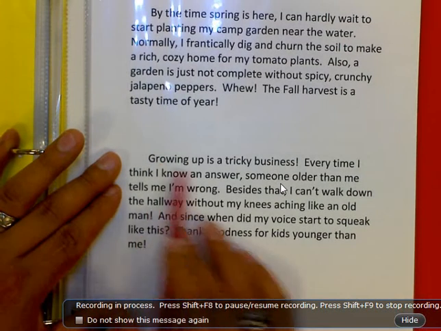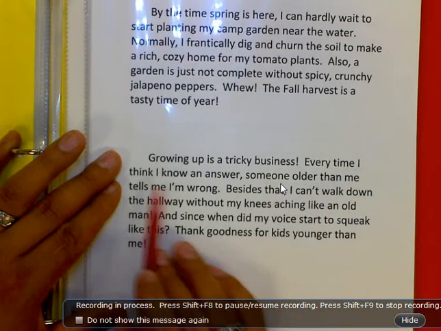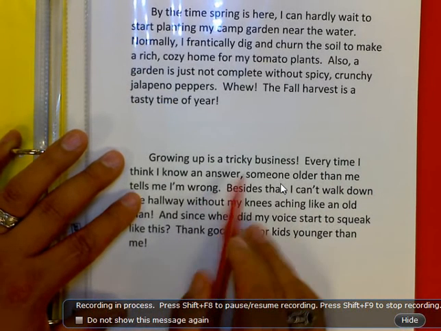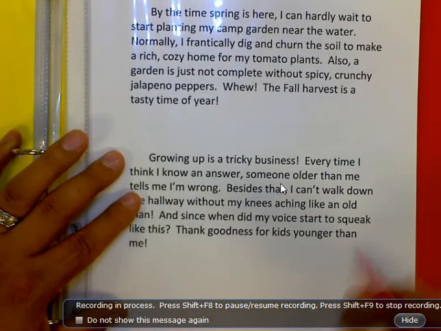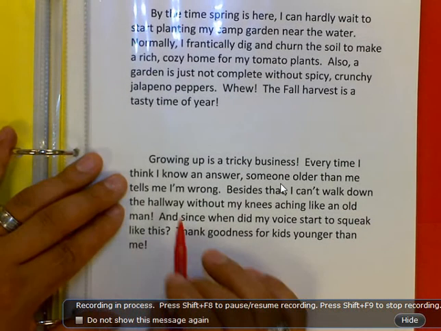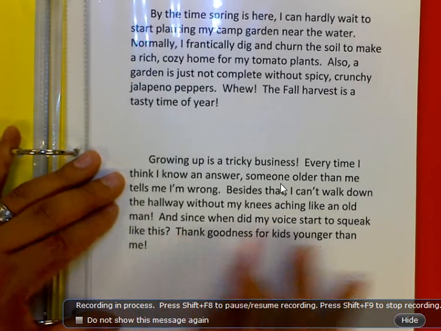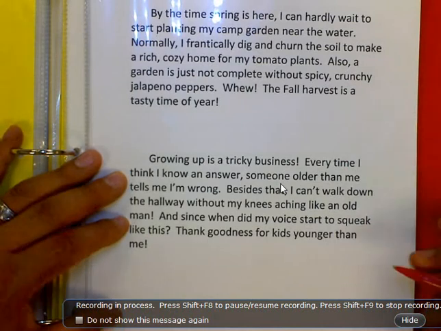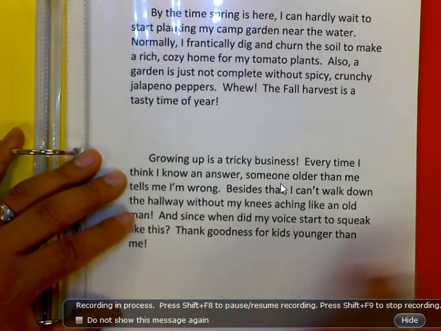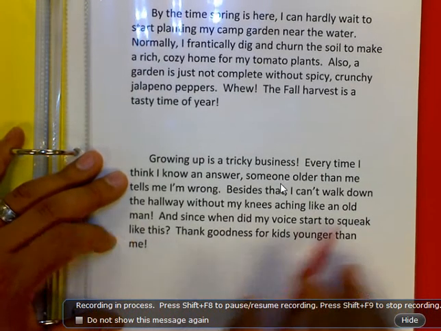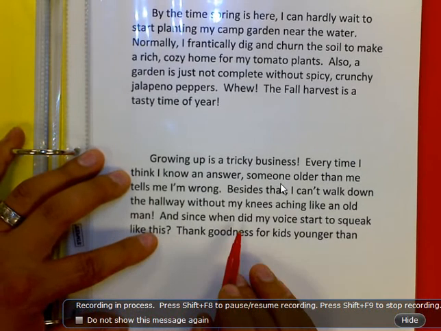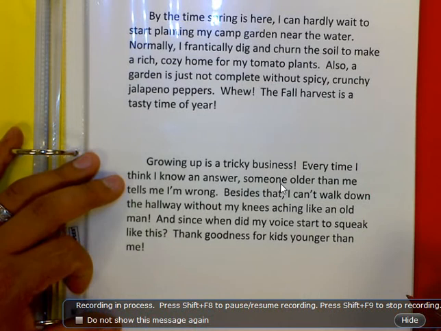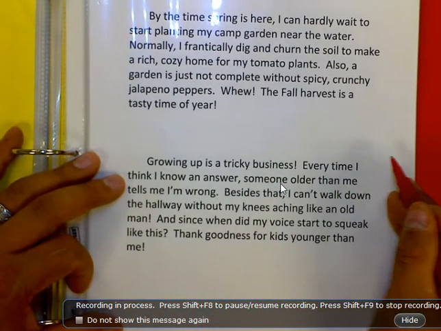Growing up is a tricky business. Every time I think I know an answer, someone older than me tells me I'm wrong. Tricky business. Besides that, I can't walk down the hallway without my knees aching like an old man. Growing up, tricky business. These are related. I'm not straying from that topic sentence. And since when did my voice start to squeak like this? This one, I added in a third power 2, so it's a 1, 2, 2, 2, 1 paragraph.